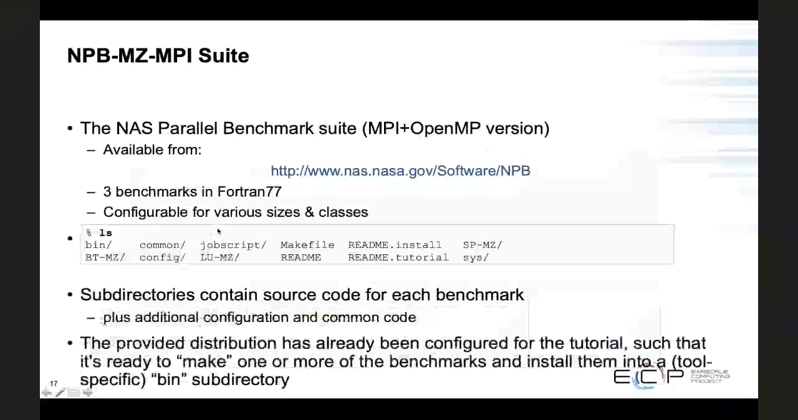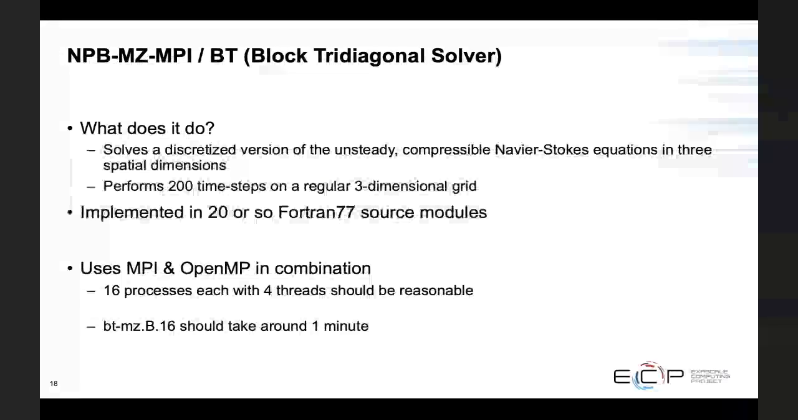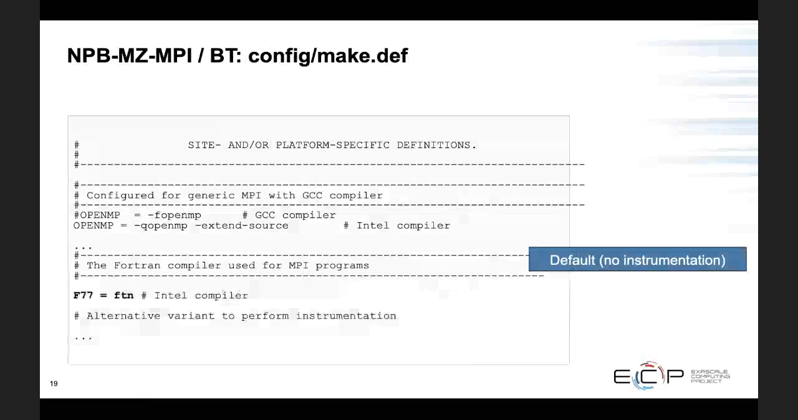So I'll show you an example of a typical multi-threaded MPI with OpenMP application, say the NAS parallel benchmark. There are benchmarks there, LU, BT, and these are written in Fortran with support for threading. The BT benchmark solves a discretized version of the unsteady compressible Navier-Stokes equation in 3 dimensions. So you see the data along the X, Y, and Z dimensions, and it performs these 200 time steps on a regular 3-dimensional grid. And here is the Fortran compiler specified as ftn.